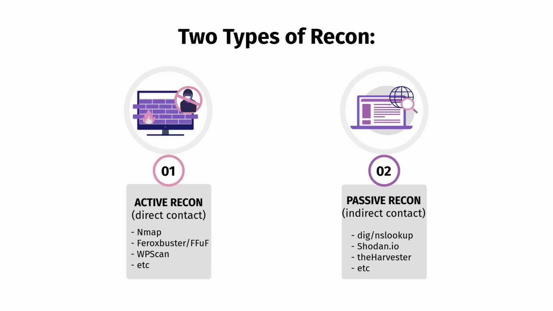Passive recon is indirect contact. So even if you don't have access to their server, you can probably still Google their public records. You can, of course, use Shodan.io, which is just a search engine. You can look up their public DNS records with dig or NSLOOKUP. I don't think anyone uses NSLOOKUP anymore though. But yeah, anybody have any questions between active and passive recon? The differences are pretty clear. With passive recon, you're just not making actual contact.